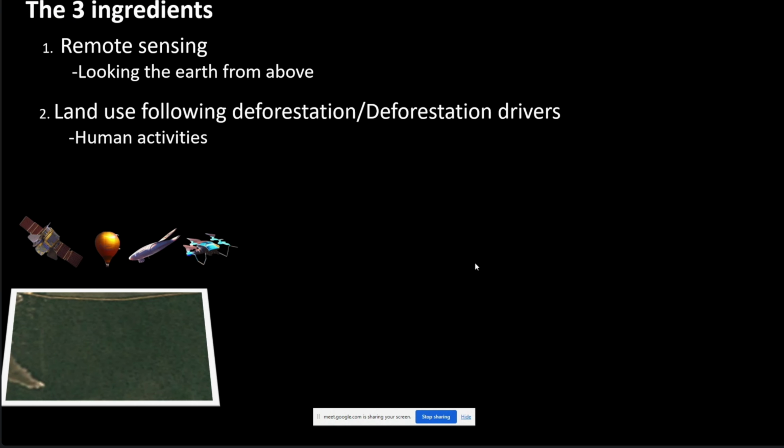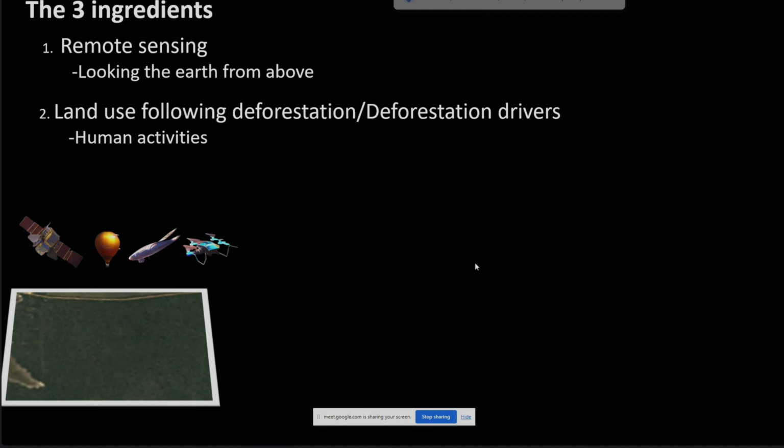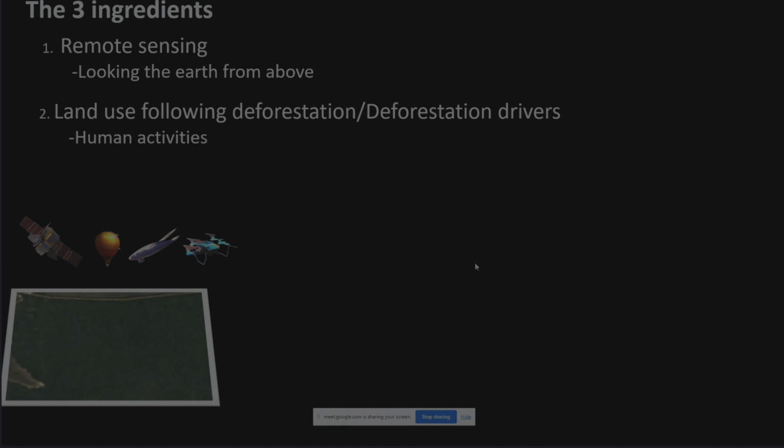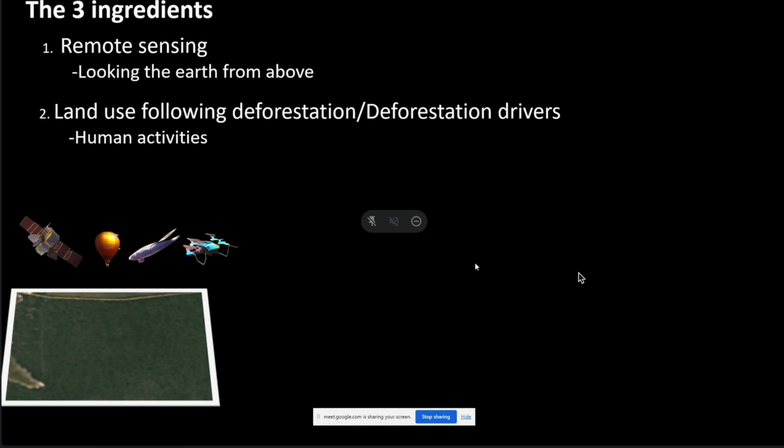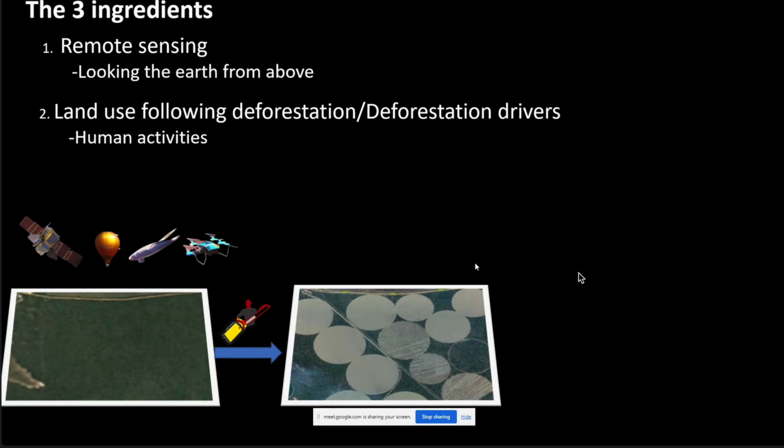The second is land use following deforestation, or you can also call it deforestation drivers. In this case, it just means human activities which are contributing to deforestation. So when you have a forest and human activities contribute to that forest being lost, what follows after that activity is what we call land use after deforestation, or a driver of deforestation.